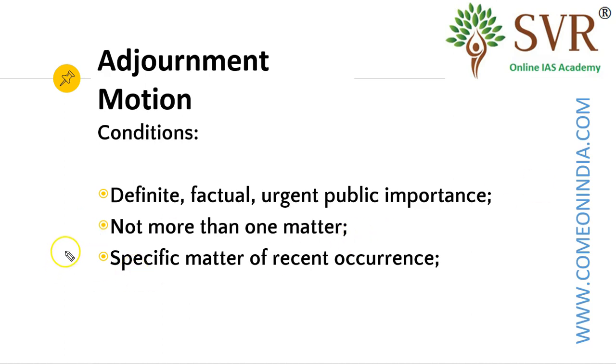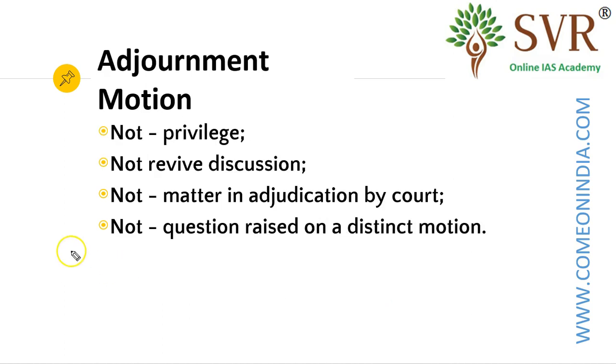After which, the adjournment motion has to deal with matters of recent public occurrences. And you have to note down that such an adjournment motion should not be written in general terms. It has to be specific. The adjournment motion should not question the privilege of the House. The adjournment motion should not revive the discussion.